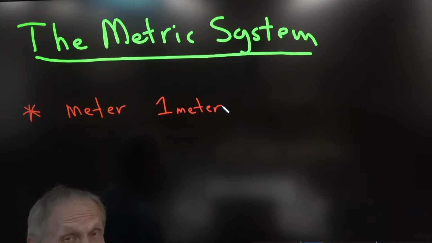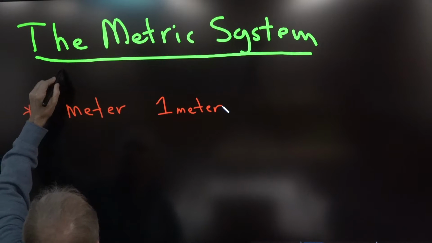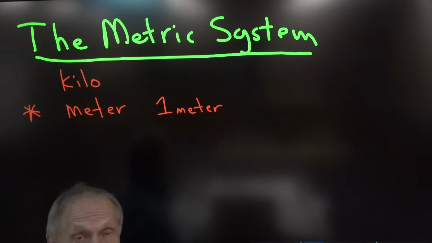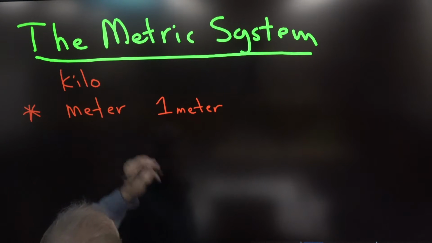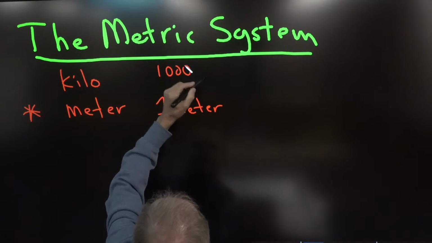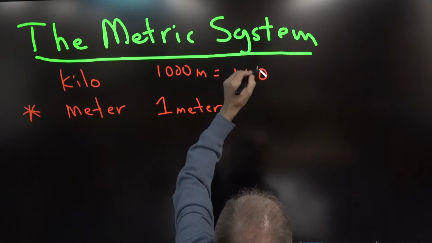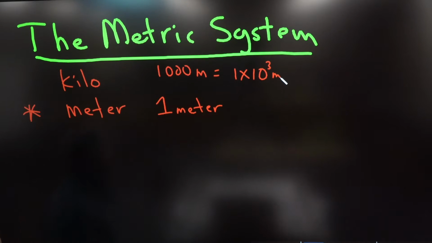Well, if I had 1,000 meters, it would be a kilo. So above it is kilo. And remember, kilo can go from a kilogram, kiloliter, or kilometer. We're going to keep with meters. So a kilo is 1,000 meters, which equals 1 times 10 to the third meter. 1,000 meters. The next one down is a decimeter.